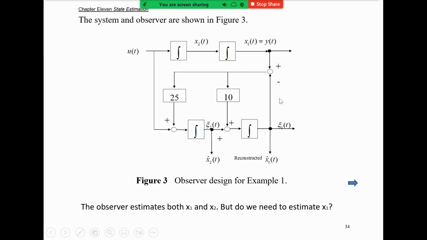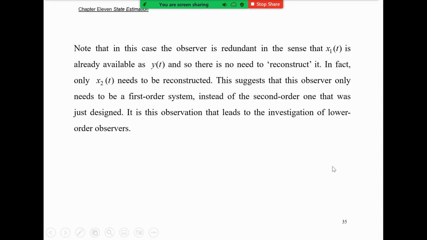But in reality, probably you are not going to use x1 hat, you are going to use the output, because the output signal is the first state variable. Therefore that is also one of the issues with that fourth order observer. We try to estimate all the state variables, but x1 is already available through the output itself. There is no need to reconstruct that. In fact, we only need to estimate x2.